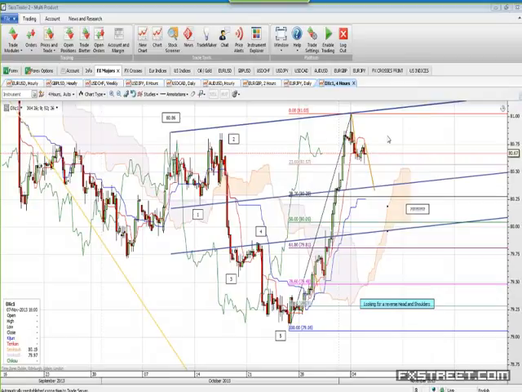As I said, we bought cable, but we're also aware of this negative bias in the dollar.